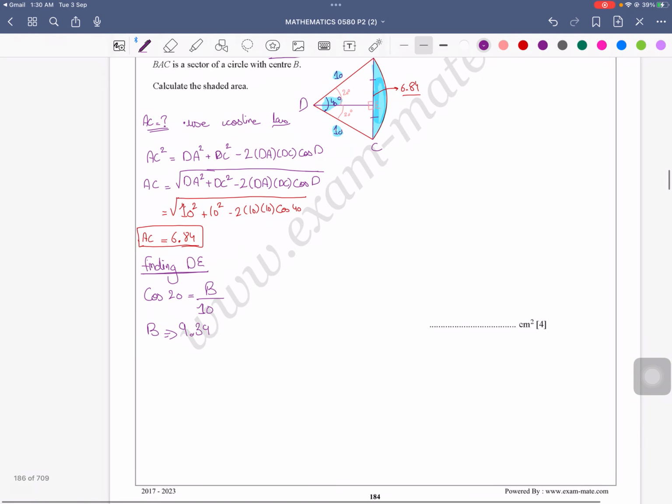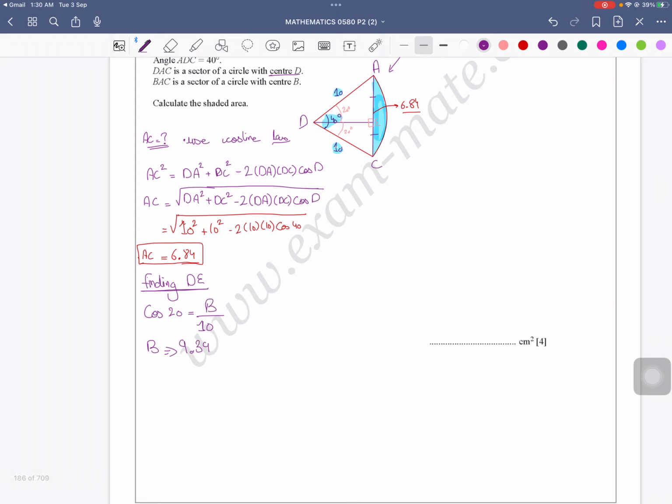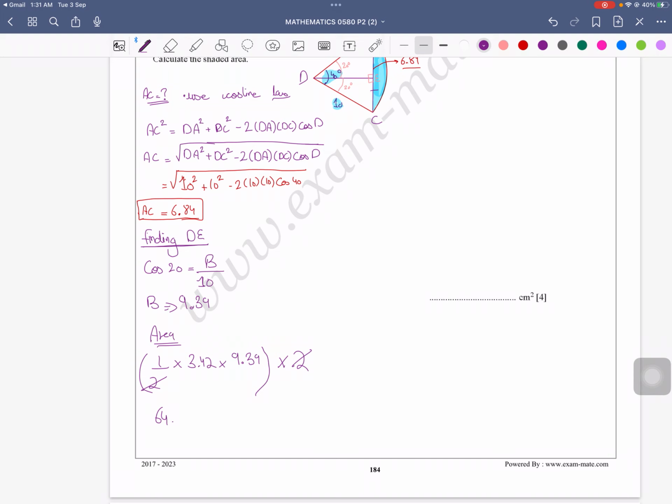Now using both these things, I can find the area of the triangle. There are two right angles, so I'll do the area of the triangle as half of AC multiplied by the base. This is half of AC multiplied by the base, and because we have two triangles, we multiply by 2, which cancels it out. The area that we have in our hands is 64.22.